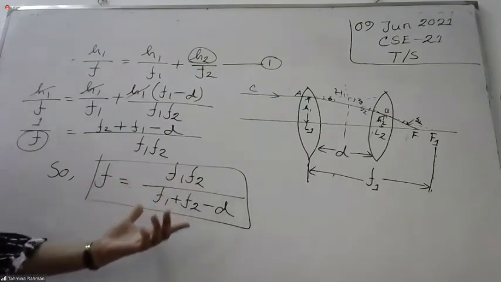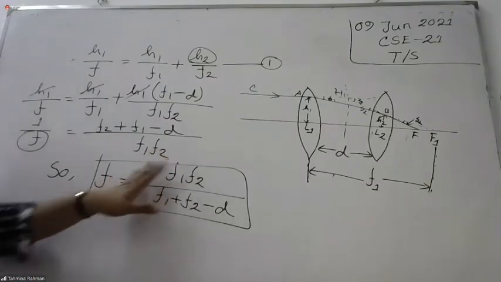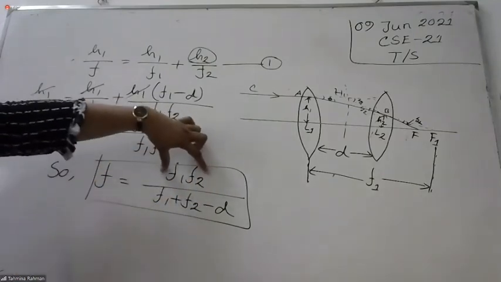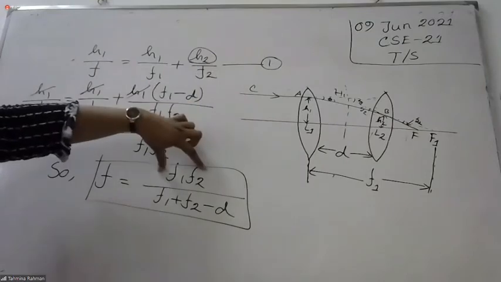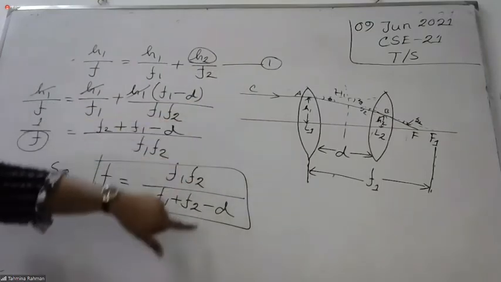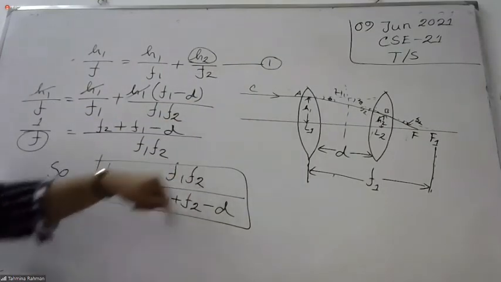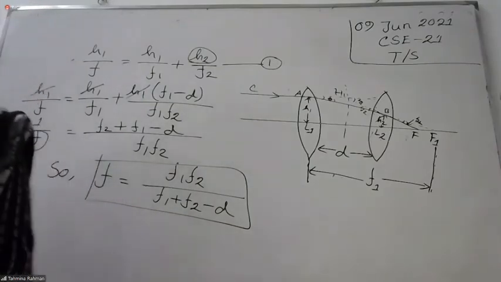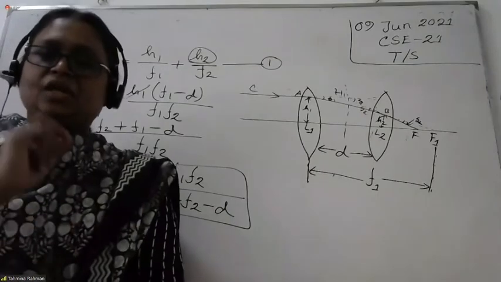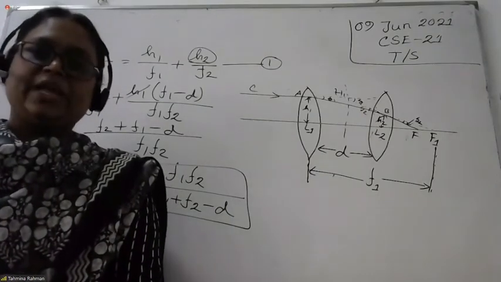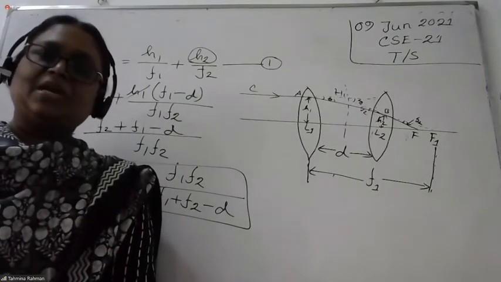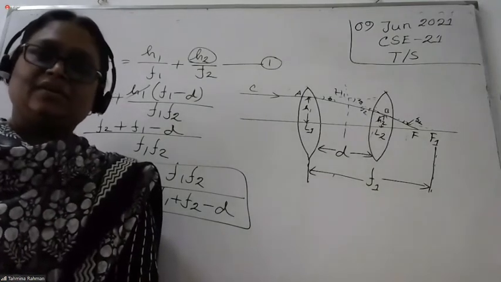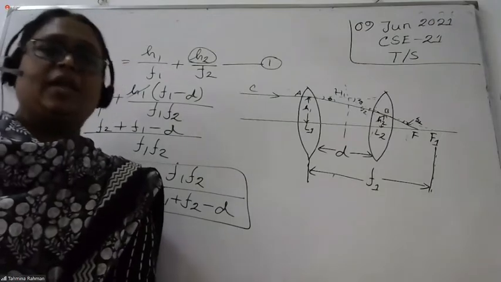This is not for the derivation. You have to remember this for mathematical problems. F1 F2, the multiplication, goes on top. Sometimes there is confusion about this. Okay. Now another math. Two convex lenses of focal length 5 centimeter and 10 centimeter are placed in contact. Find the equivalent focal length.